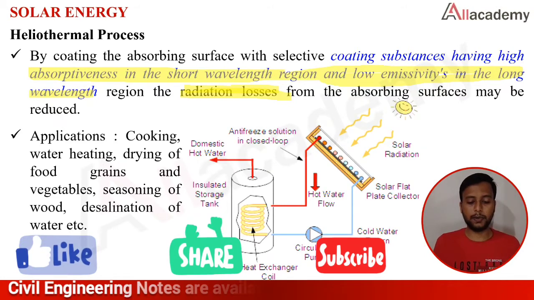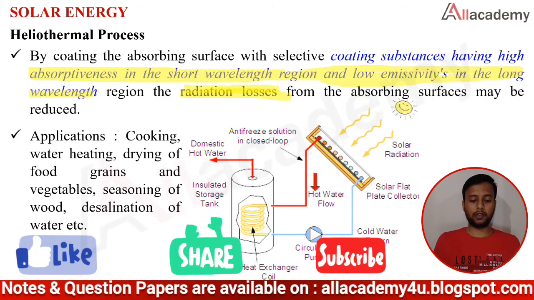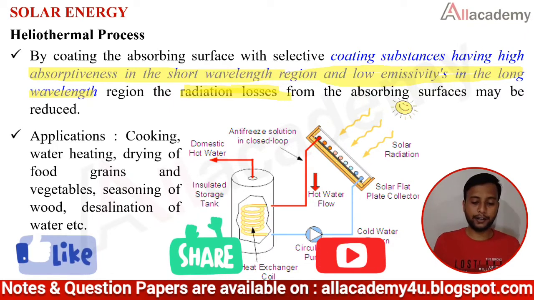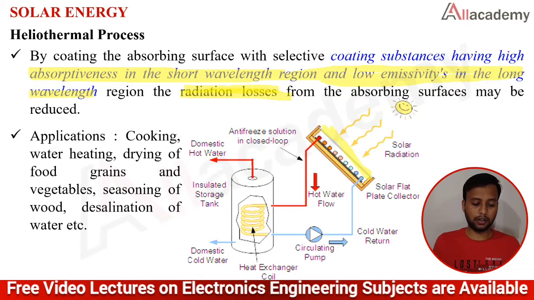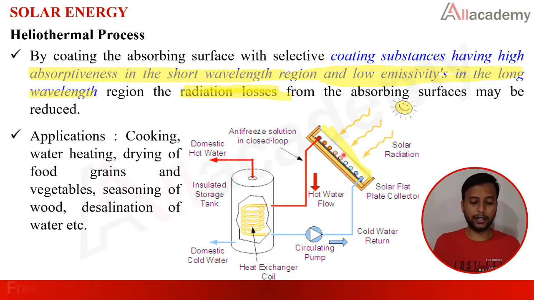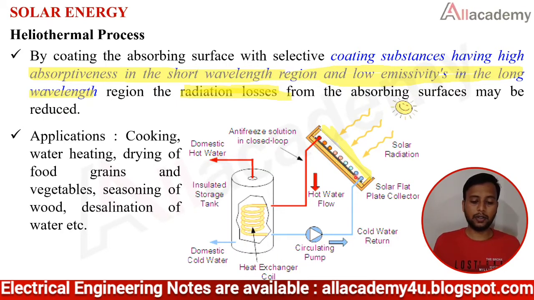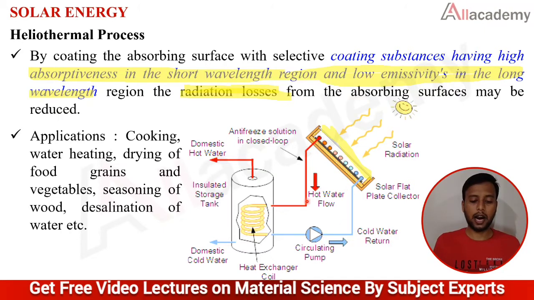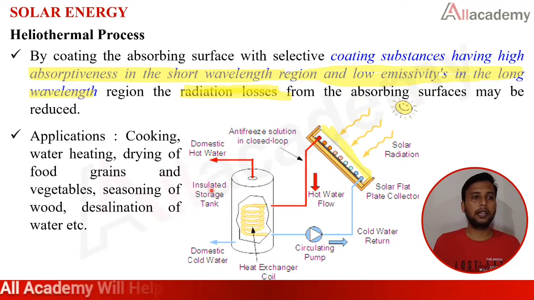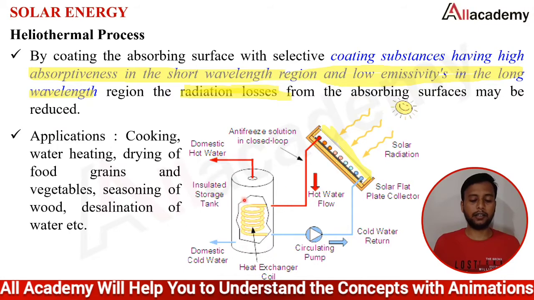Here I am showing a simple diagram of how this complete process takes place. As sunlight falls on this flat surface, it immediately absorbs all the radiation and converts it into heat, and that heat is transferred to the cold fluid which is circulating. That heat is absorbed by the fluid and fed to a hot water container. So this is a simple figure that shows a solar water heater.